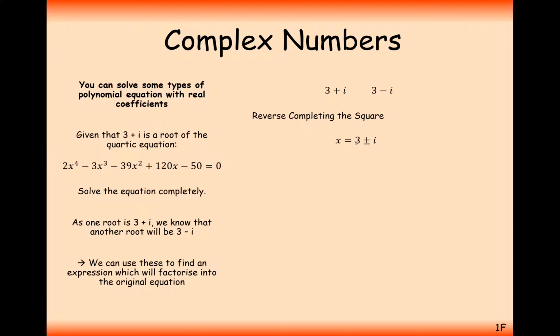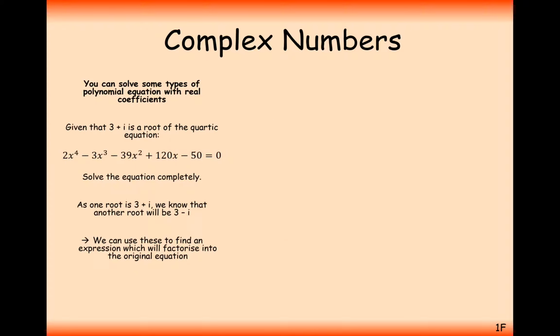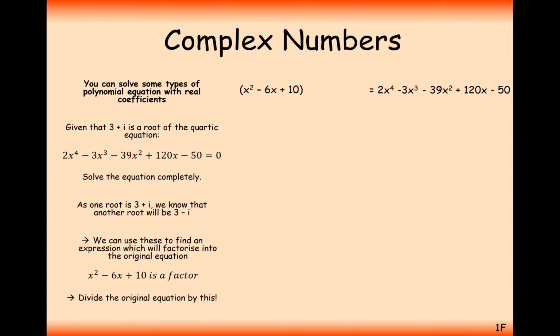If we know that x is equal to 3 plus or minus i, then we can move the 3 onto the other side, square both sides, expand the brackets and add the 1 onto the other side. So we get x squared minus 6x plus 10 equals 0 as a quadratic that will be able to factorize this quartic equation here. So we know now that x squared minus 6x plus 10 is a factor. So let's now try and divide our original polynomial by x squared minus 6x plus 10.